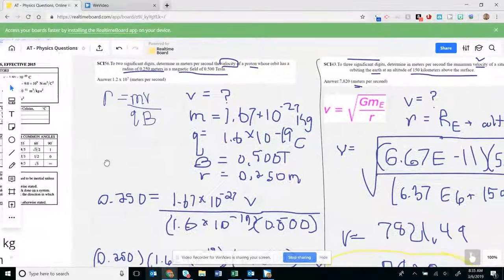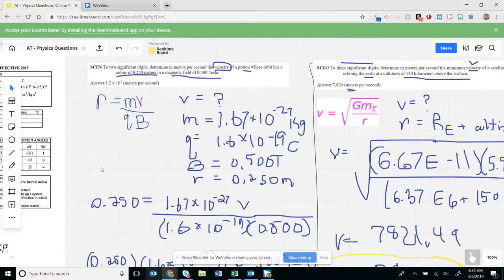Okay, so the first one asks for two significant digits to determine in meters per second the velocity of a proton whose orbit has a radius of 0.25 meters and a magnetic field of 0.5 Tesla. So the equation you'd want to use is r equals mv over qB, and B is magnetic field. Q is charge, m is mass, v is velocity. So I think all of them are pretty straightforward with the exception of q. Q is charge, and B is magnetic field.